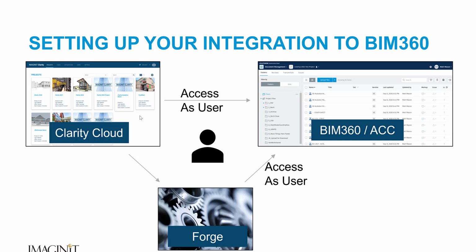So before we get started, one thing that we have to talk about is your integration to BIM 360. You're going to be having Clarity Cloud access BIM 360 as a particular user and always use that user's credentials to be working with BIM 360. So we're going to set up that integration between the two, and both Clarity Cloud as well as Autodesk Forge that we use in the background, they're both going to be accessing BIM 360 as that particular user, so it's going to be able to just see the files and work with the files that that user can see.